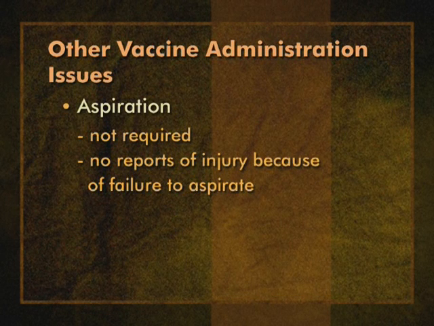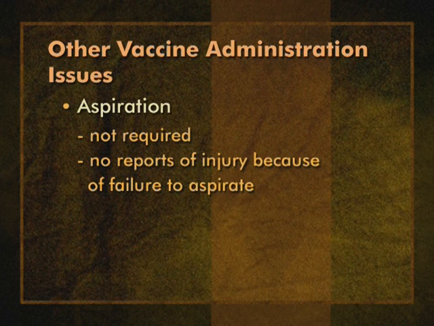Aspiration is the process of pulling back on the plunger of the syringe prior to injection to ensure that the medication is not injected into a blood vessel. Aspiration is not required before administration of a vaccine. Although this practice is advocated by some experts and most nurses are taught to aspirate before injection, there is no evidence that this procedure is necessary. There are no reports of any person being injured because of failure to aspirate.